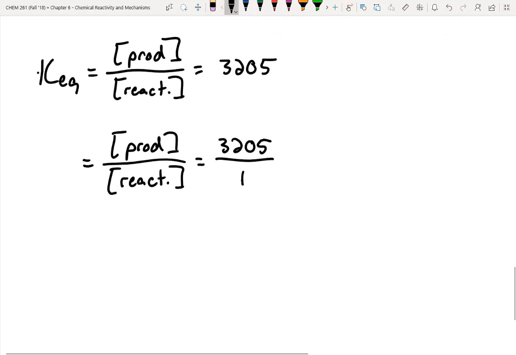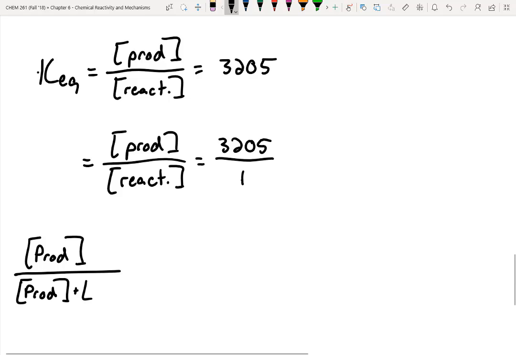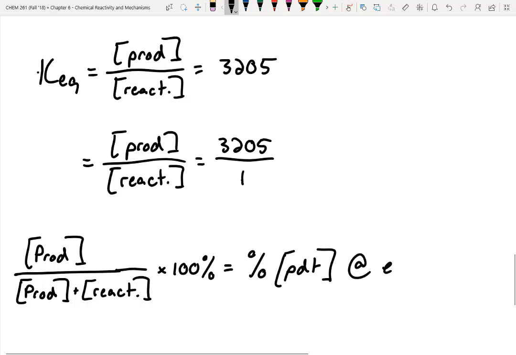All right? Now let's take this one step further and say what percentage of the total mixture is going to be the products, right? So to find that, what we would do is we'd say, all right, what percentage of the mixture is products? So the whole mixture we know consists of both products plus reactants. So let's go ahead and plug this in and multiply it by 100 to give us the percent of our mixture that is now products at equilibrium. So this would be the percent product concentration at equilibrium.